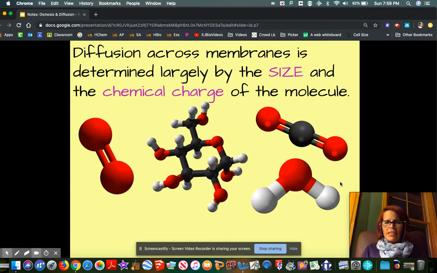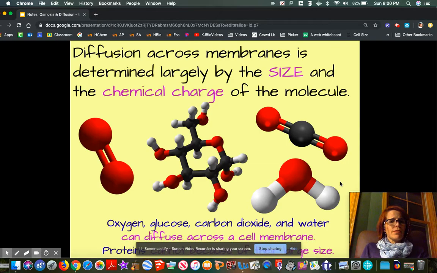Diffusion across membranes is determined largely by the size and the chemical charge of the molecule. Big molecules can't diffuse across a cell membrane, but small molecules can. Things that you need to know for this unit: you need to understand oxygen, glucose, carbon dioxide, and water. They all can diffuse across a cell membrane. They're fairly small in size. Proteins, on the other hand, are enormous molecules, and they can't diffuse across our cell membranes. They have to be transported across, which is a whole other set of notes. We'll learn about that later.